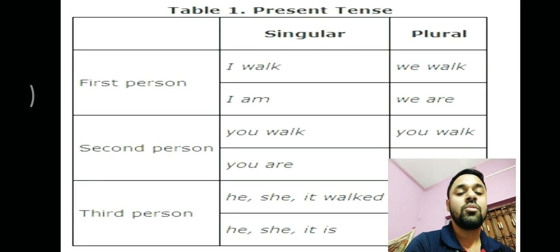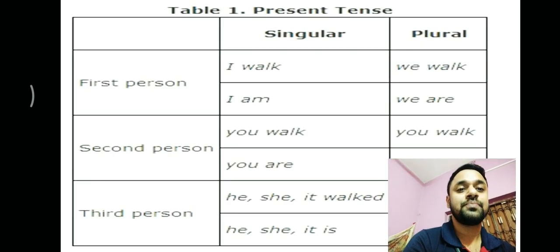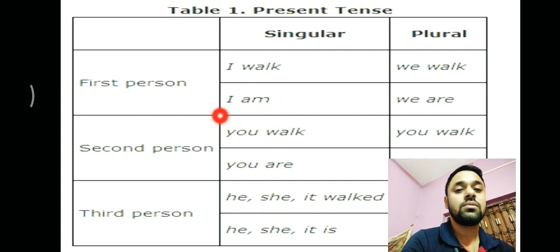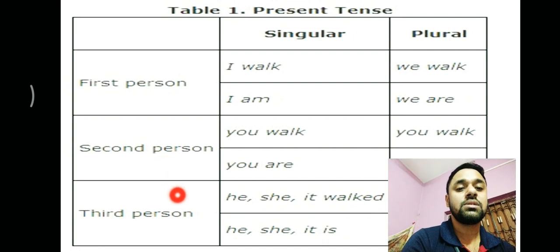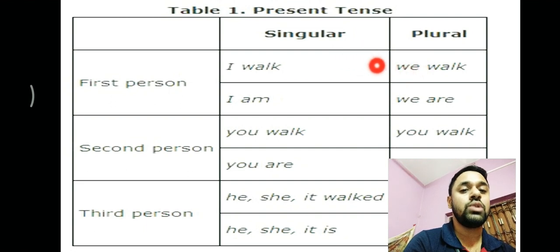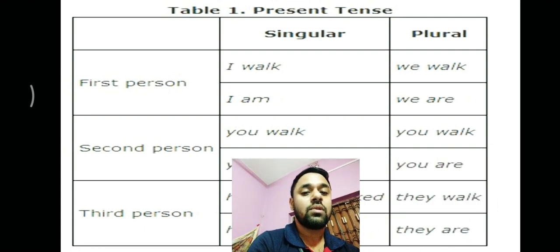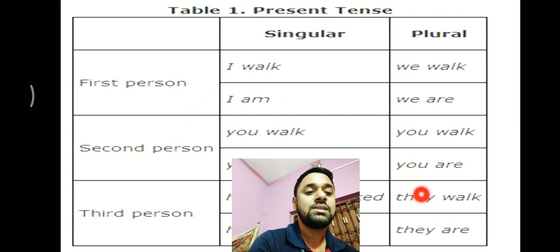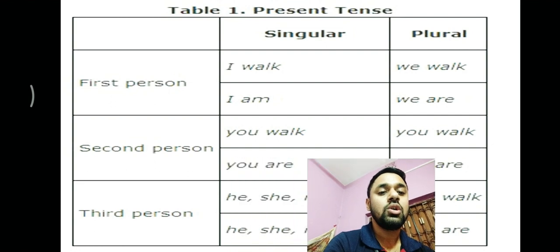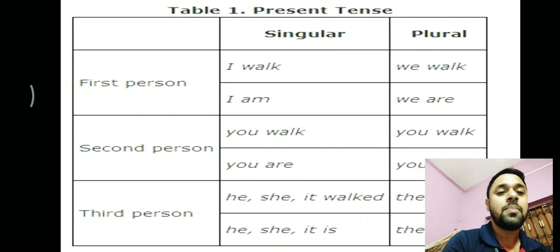Some rules are there. Before we know the rules, we must know this table. The first person, second person, third person. First person singular number I, and the plural form of I is we. Second person you, singular number, and the plural form is you also. Third person he, she, it, and the third person plural form is they. So this is the table you have to learn first.